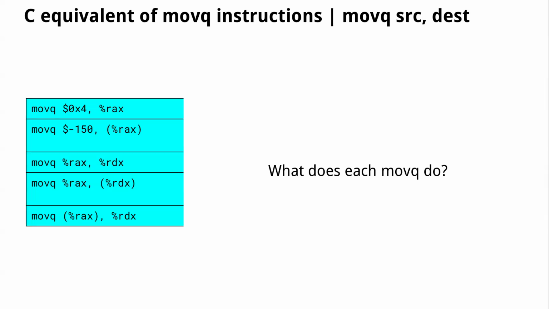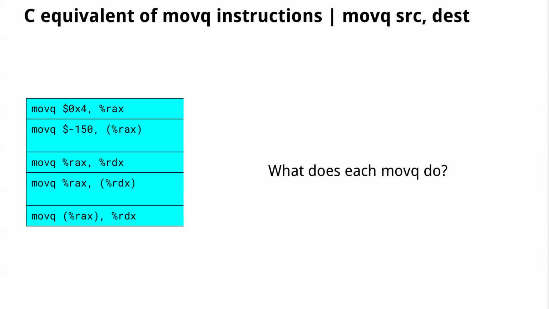Anyone? Go ahead. Move an 8 byte value in RAX to the memory location in RDX. Yes. So the memory address is in RDX, so we're moving from register to the main memory.